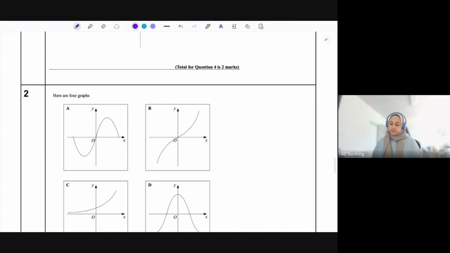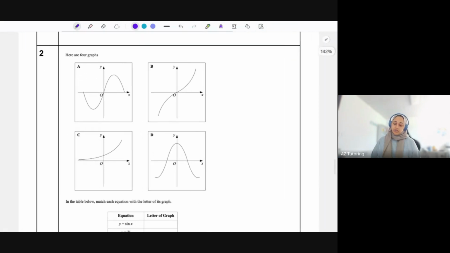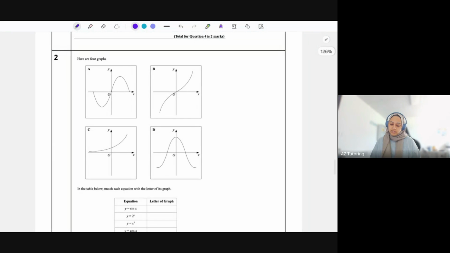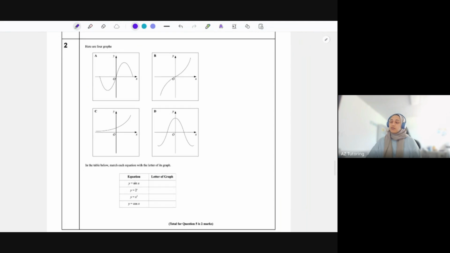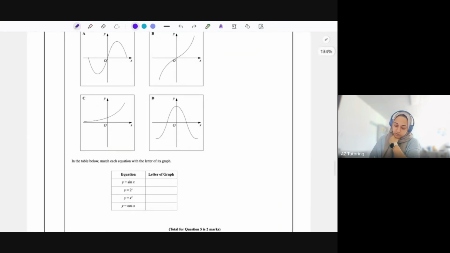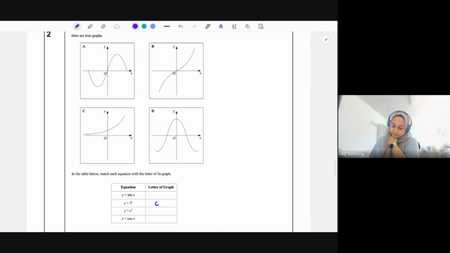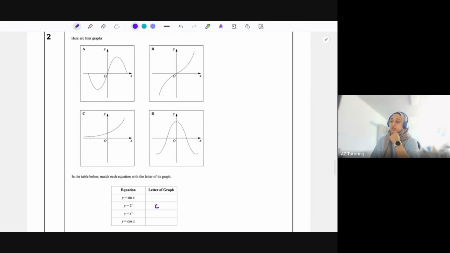Okay, moving on. We've got another one where they've given graphs. It says here are 4 graphs in the table below. Match each equation with the letter of its graph. So we can start off with the exponential one. We can see C is an exponential. And the only exponential one here is y equals 2 to the x. So I can say that is C. There's no other ones. So that one would be C.